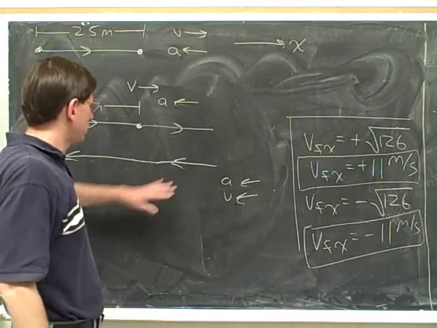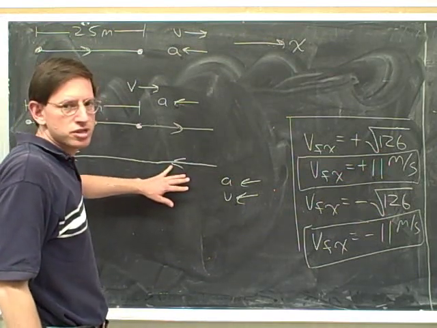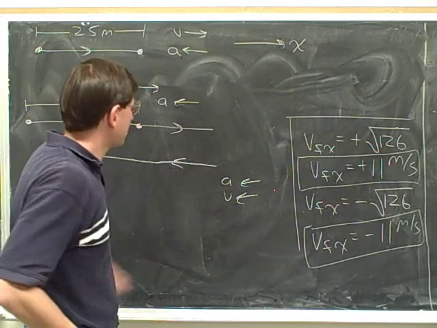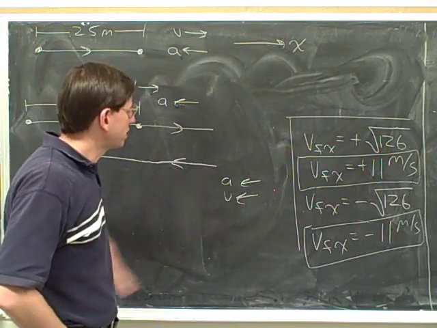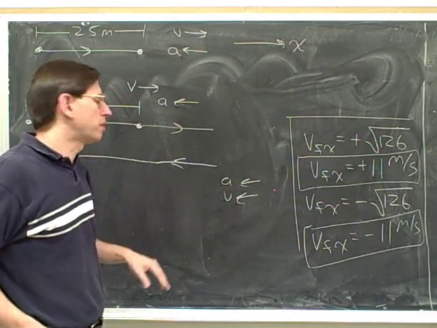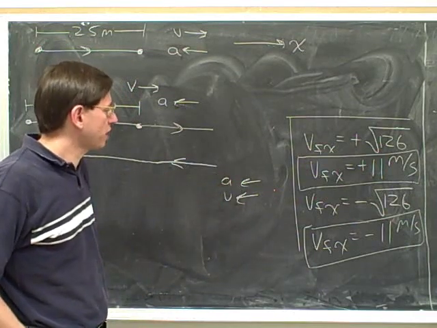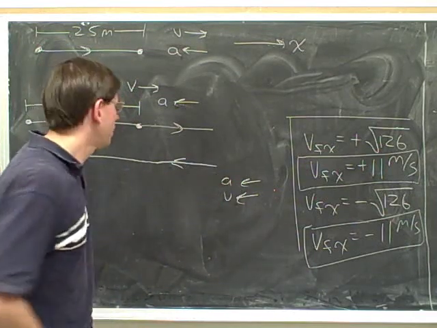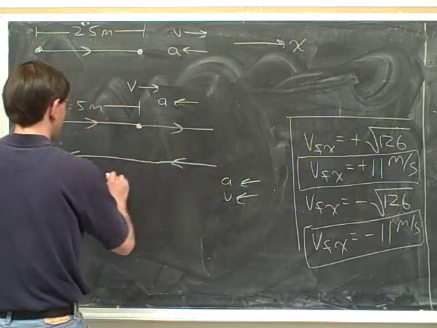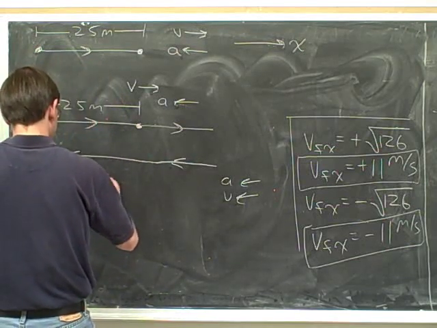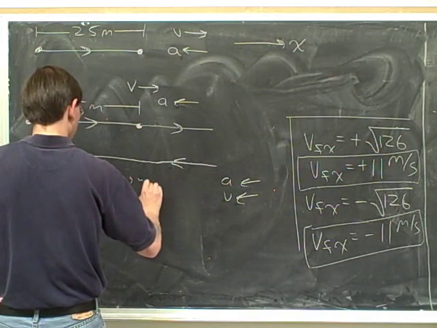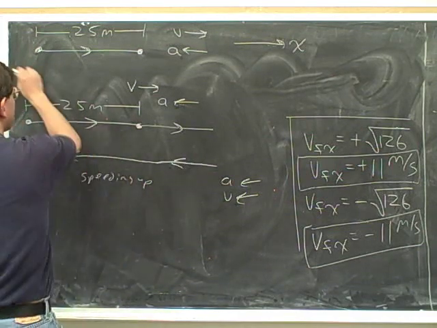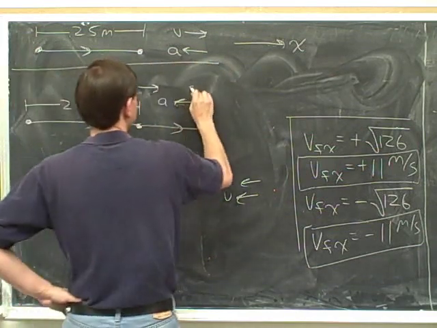And now that we're moving this way, are we going to be speeding up or slowing down? Well, notice that now the acceleration is still to the left, but now the velocity is also to the left. Remember that if the acceleration is pointing in the same direction as the velocity, that means you're speeding up. So now at this portion, we're going to be speeding up faster and faster. Maybe I'll make a note of that. In this portion of the experiment, we were slowing down.